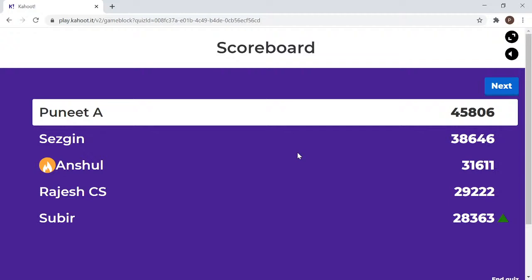Anshul is on fire. Subir is back in the top five. So let's move ahead.